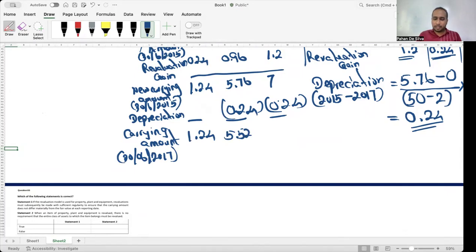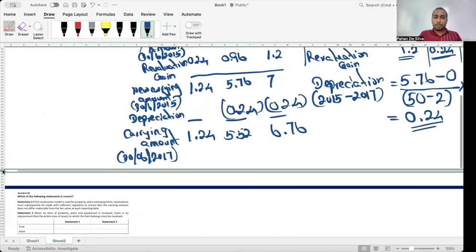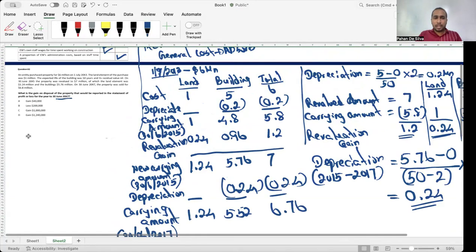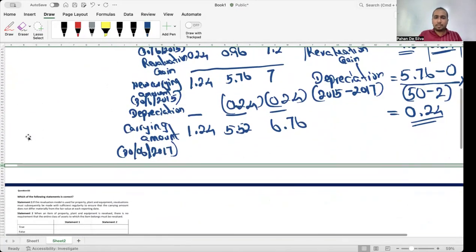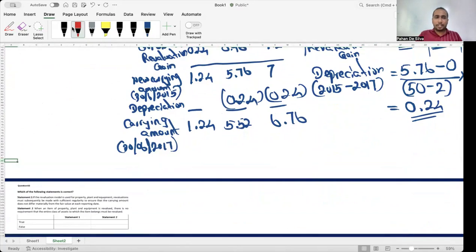And the next one, the total property, 7 is the revalued amount. Out of that, we have to deduct the subsequent depreciation of 0.24. Accordingly, the total property amount is 6.76. This is the carrying amount of the total property. So this property is sold at what amount? As per the question, the property is sold at 6.8 million.